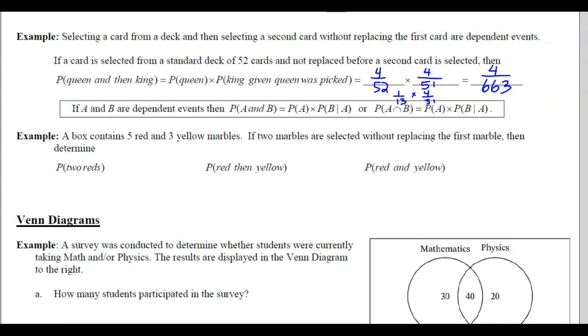Next one: a box contains 5 red and 3 yellow marbles. If 2 marbles are selected without replacing the first, determine the probability of 2 reds. The probability of the first red: the total here is 8, so 5 eighths. Then the probability of the second red, we did not replace it. So now we've chosen a red, we only have 4 left out of 7 marbles in there. 4 goes into 8 twice, so that's going to be 5 over 14.